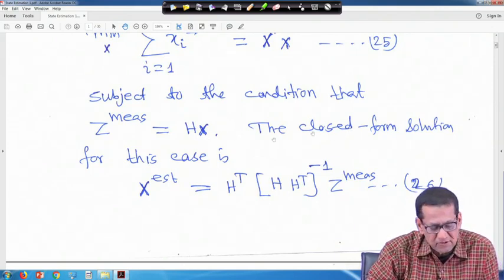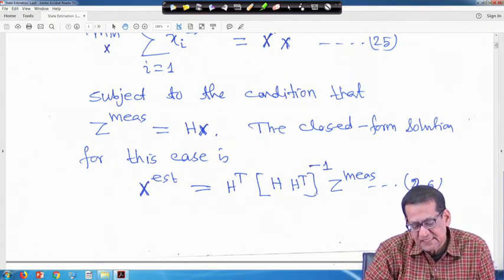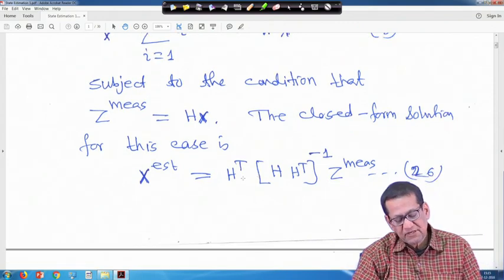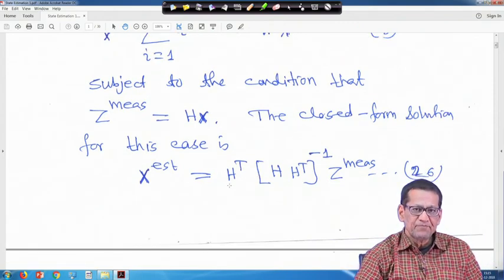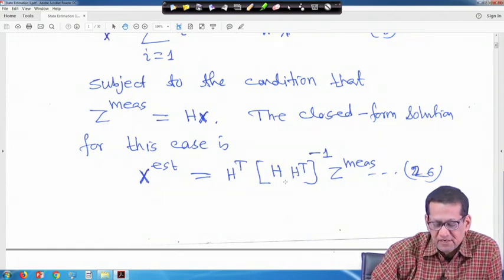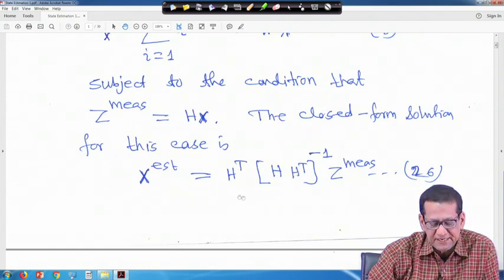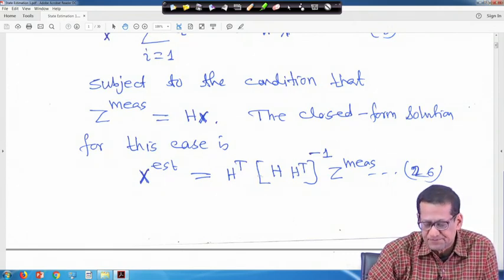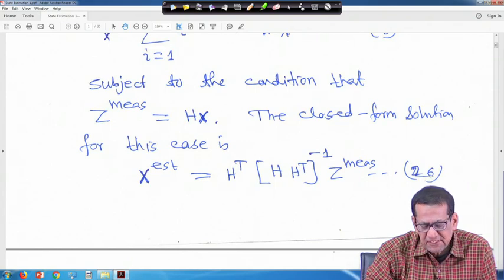The closed form solution for this case will be x estimated equal to H transpose inverse into z measured. So, this will be the solution, but the question is that if time permits I will derive it for you, right. But let us see, right. From that equation only a slight change will be there and it can be derived. So, this is equation 26.